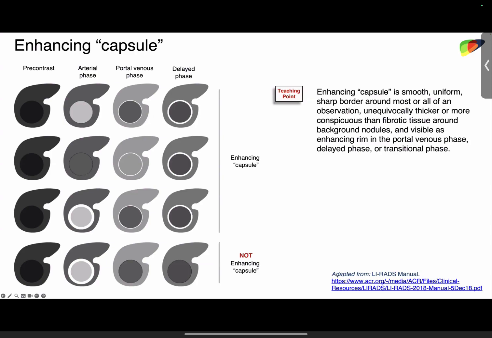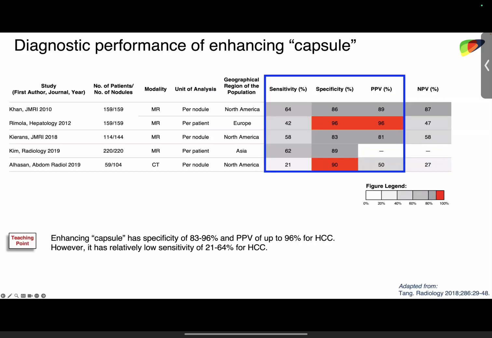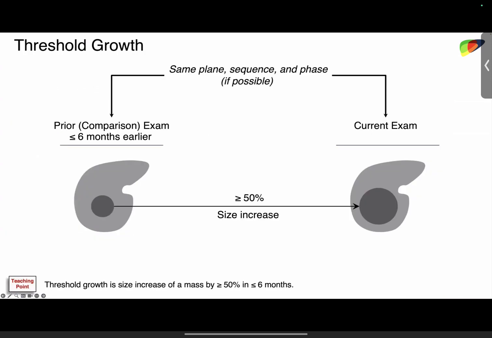Here are some examples of enhancing capsule on CT on the top row and on MRI on the bottom row. Notice the exquisite tissue contrast on MRI. The capsule itself has a specificity of 83 to 96% and positive predictive value of 96%. However, it has relatively low sensitivity, ranging from 21 to 64%.